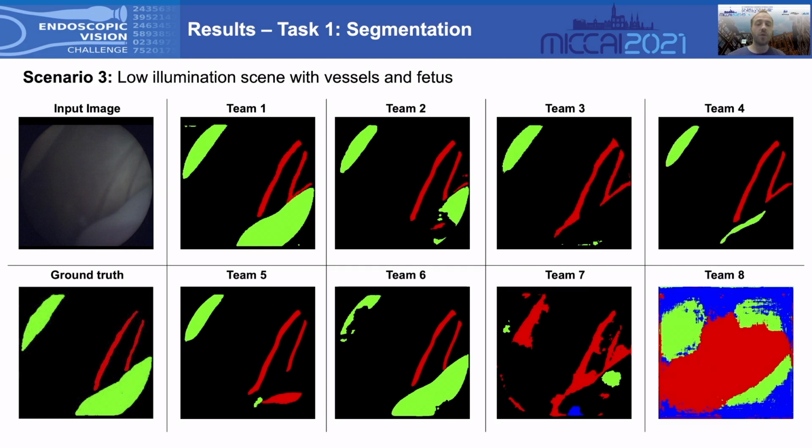In this frame from video 1, we have low illumination and multiple fetal parts. All the proposed methods correctly identify the vessel and the upper left fetal part, which is incomplete in Team 6. However, Teams 6 and 1 segmented correctly the lower right fetal part that is incomplete in Teams 2 and 4. It's interesting to notice that some of the teams identified the shadow of the fetal part, highlighted by the white arrow, as a vessel.